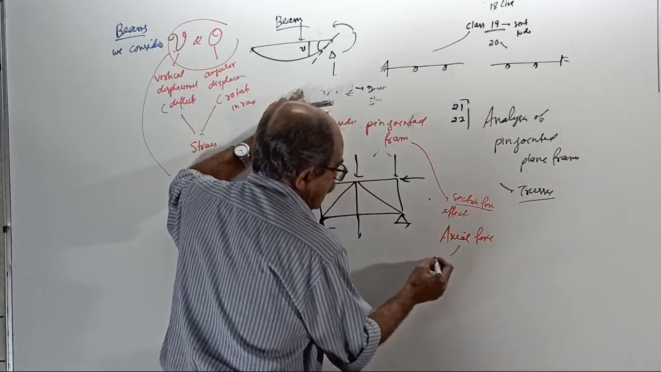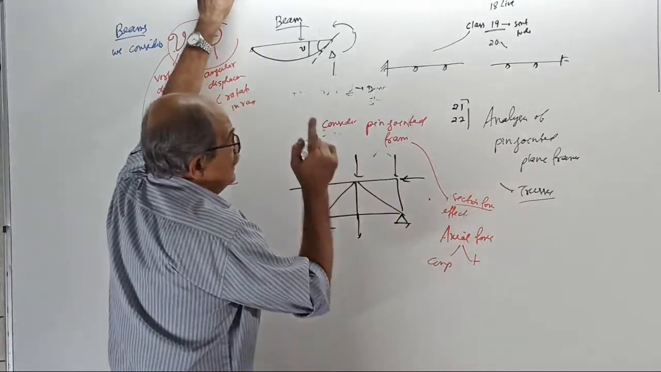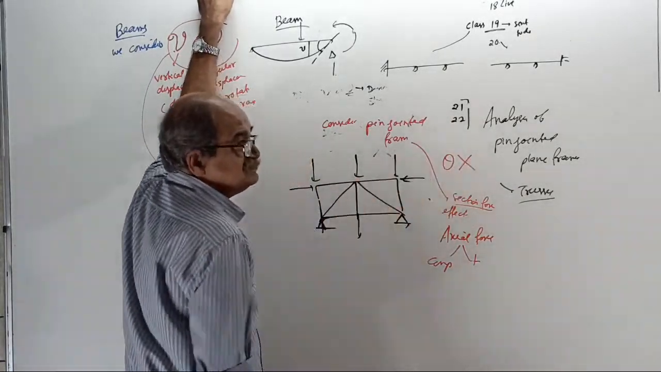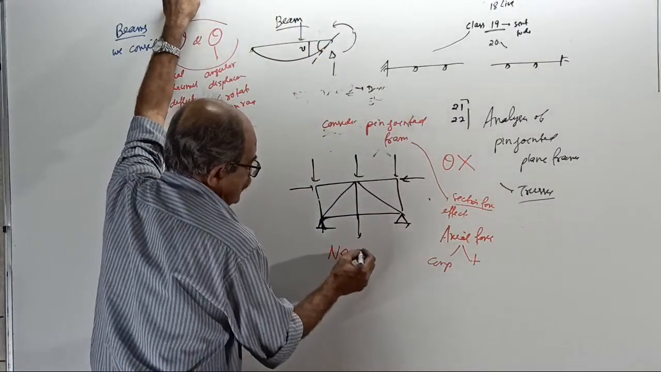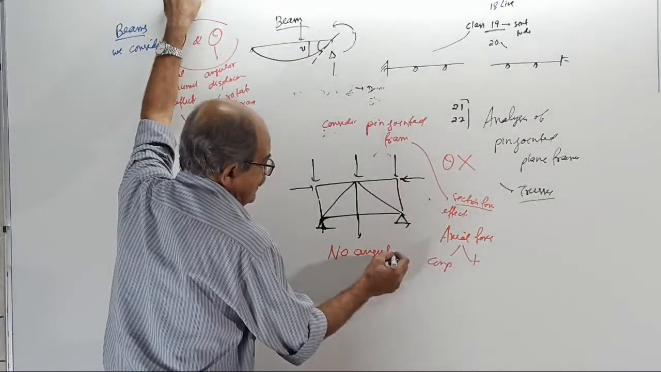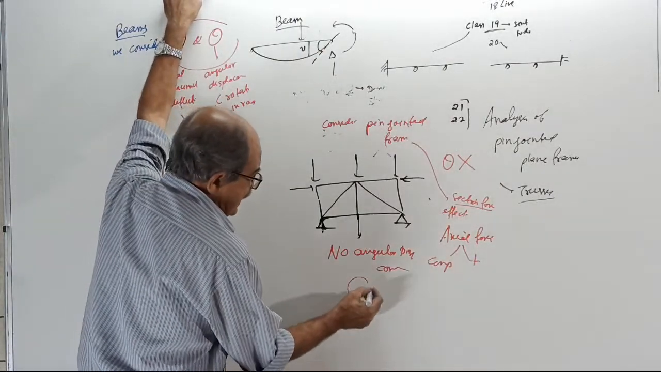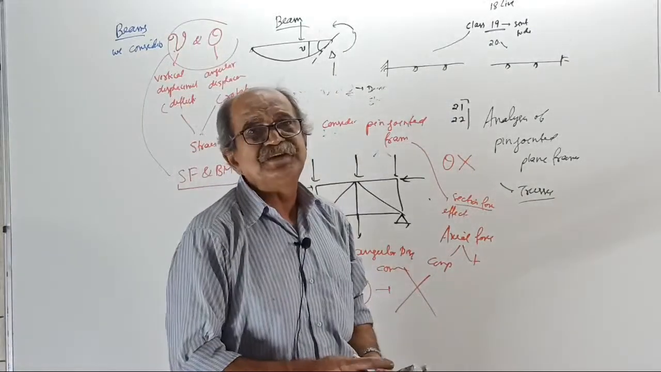Axial force can be compression or tension. Therefore, here there is no rotation, no angular displacement considered, and theta is not unknown. See, there is no slope and deflection here.